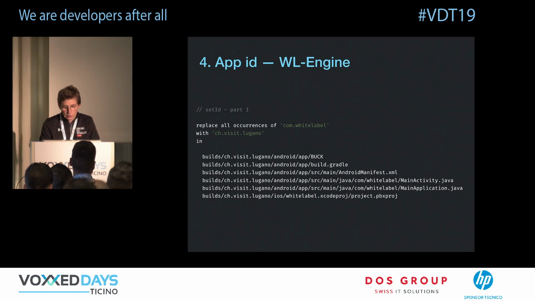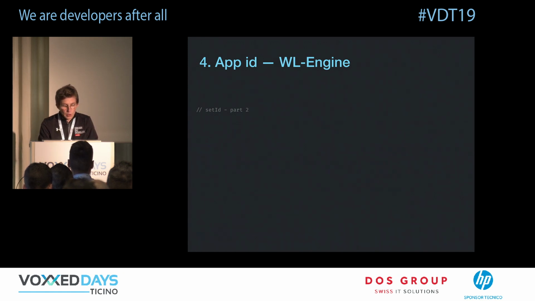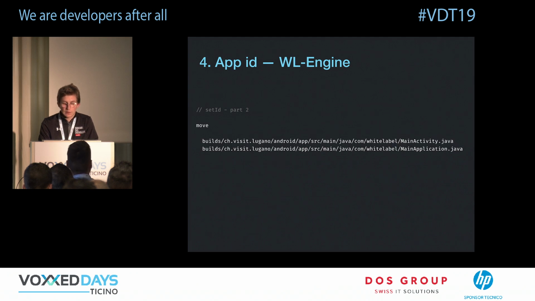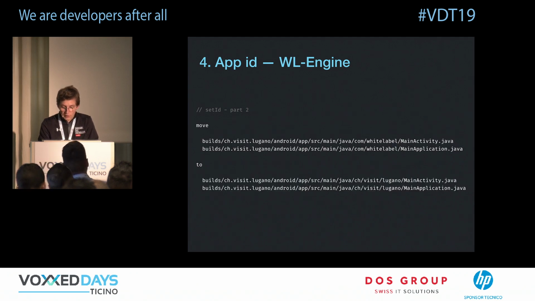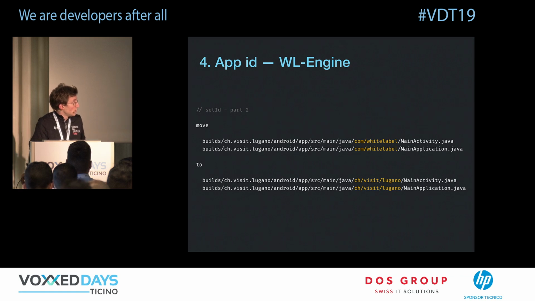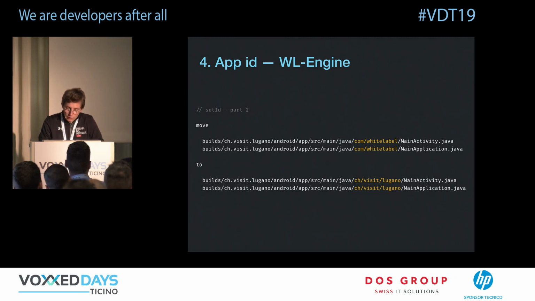And then we have an extra step for Android, and that is to move the main activity and main application files into a different path. This is because the Java files need to be in a package which follows the same naming as the bundle ID. Otherwise, there might be some problems while building the application. And this is what we are going to do to set our bundle ID.